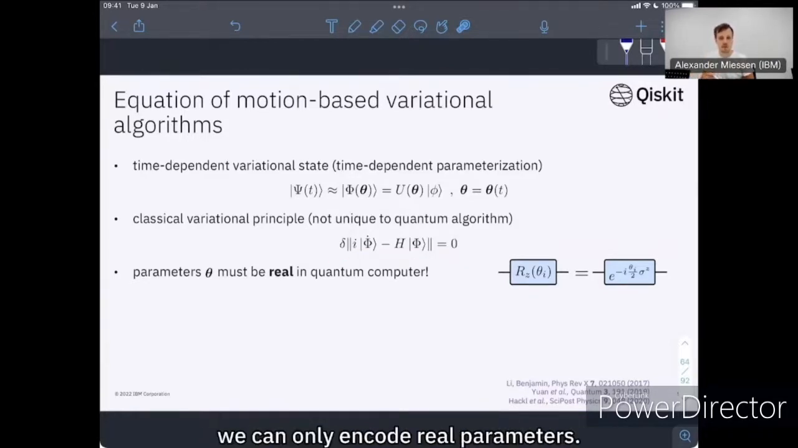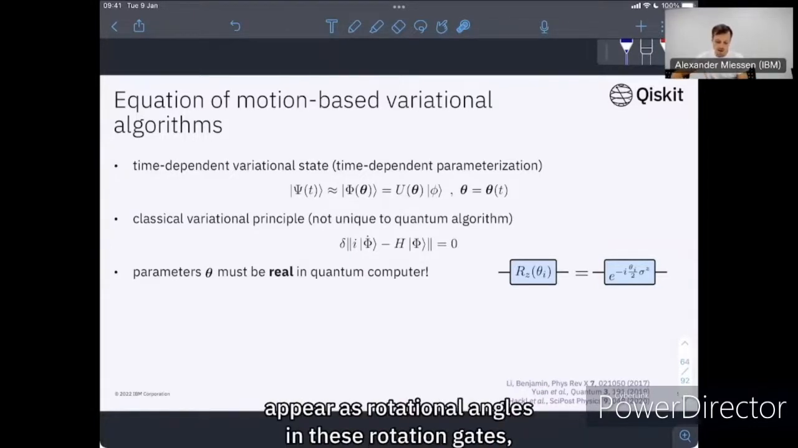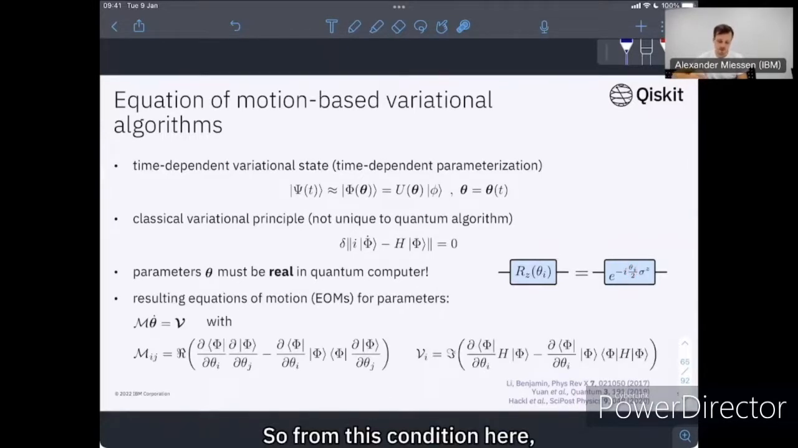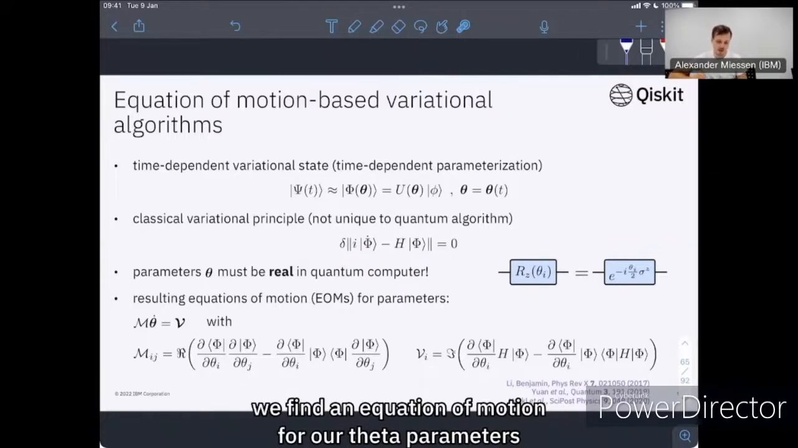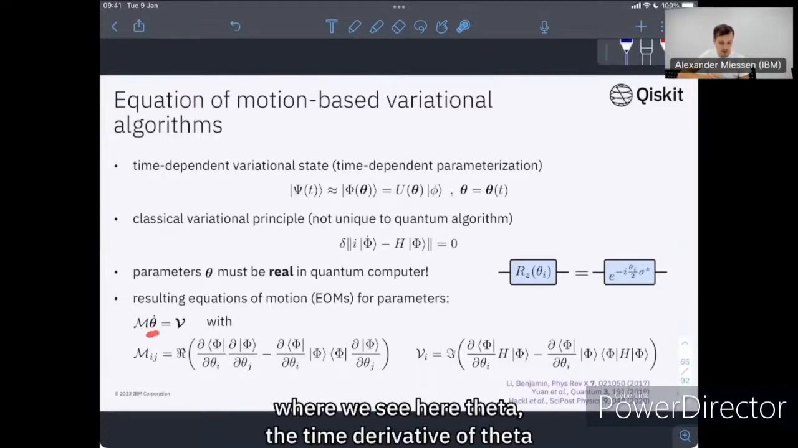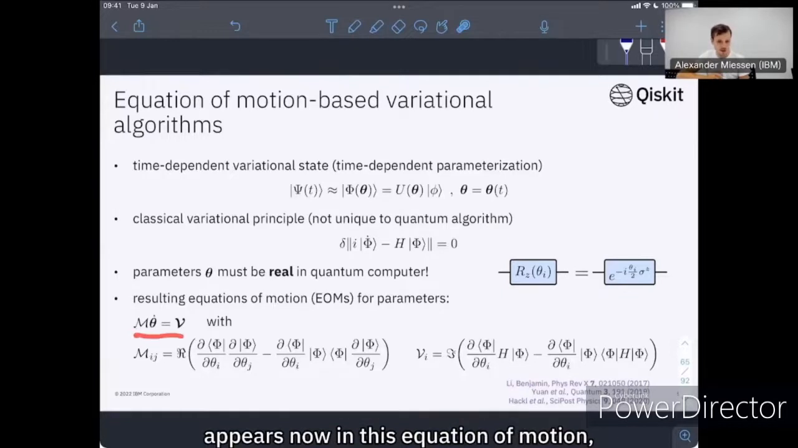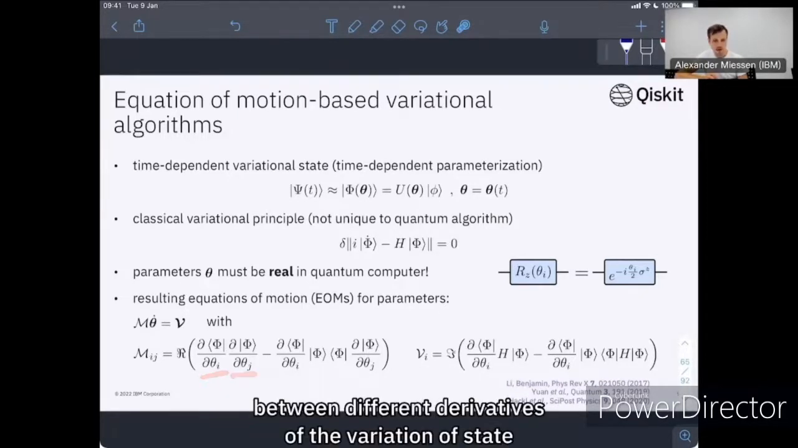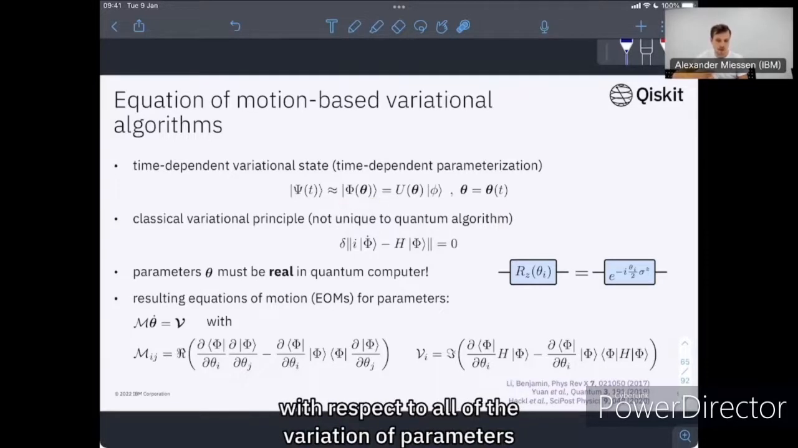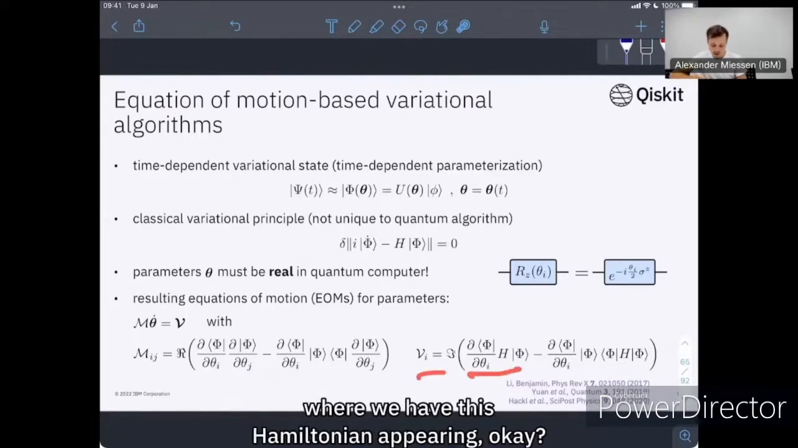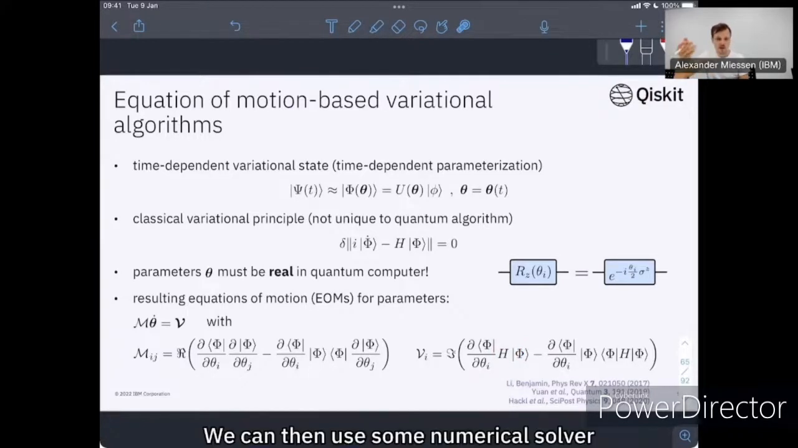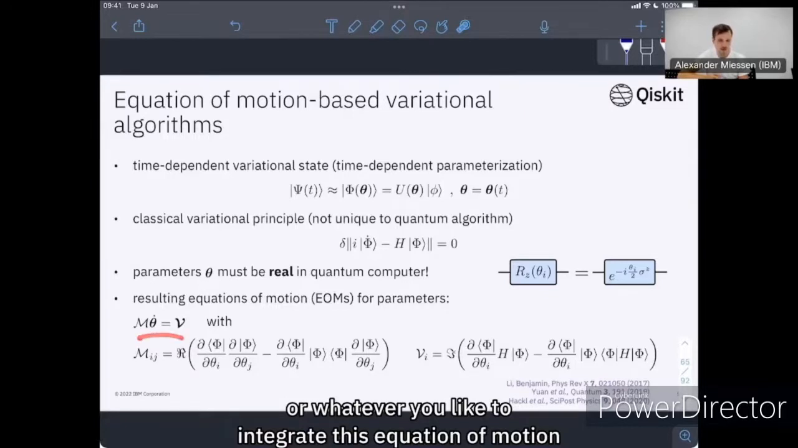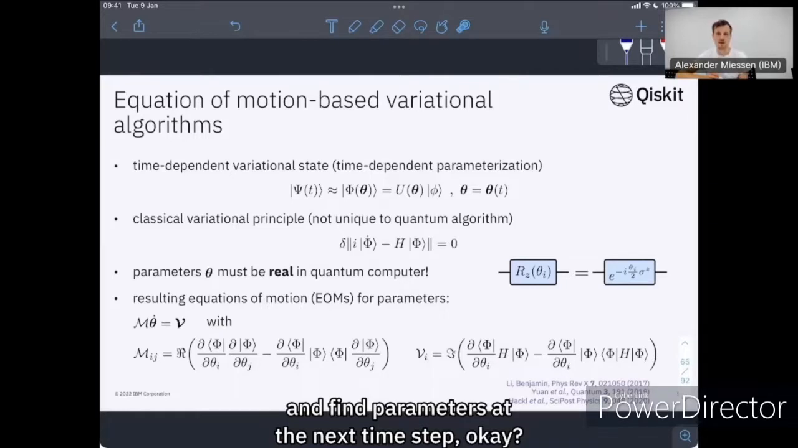The difference to classical algorithms, where this has been used for a long time, is that in quantum computers we can only encode real parameters. The reason is that these parameters appear as rotation angles in rotation gates, here for instance in the RZ gate, okay? From this condition, we find an equation of motion for our theta parameters, where the time derivative of theta now appears in this equation of motion, and M is this matrix consisting of these overlaps between different derivatives of the variational state with respect to all of the variational parameters. And V, the right-hand side, is this vector where the Hamiltonian appears, okay? We can then use some numerical solver, like an Euler solver in the simplest case, or a Runge-Kutta, or whatever you like, to integrate this equation of motion and find parameters at the next time step, okay?